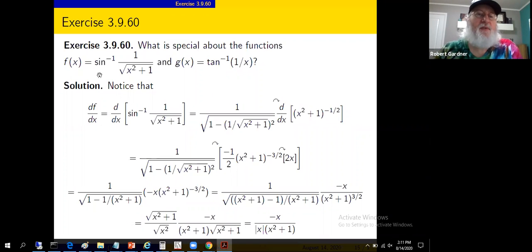Okay, so let's differentiate the f function, the sine inverse function. Let's see, this will be a little involved. Sine inverse has as its derivative 1 over the square root of 1 minus the stuff inside that sine inverse function squared. Stuff inside that sine inverse function is 1 over square root of x squared plus 1. So we get 1 over the square root of 1 minus that stuff squared. And then the chain rule will tell you to multiply by the derivative of the stuff inside.